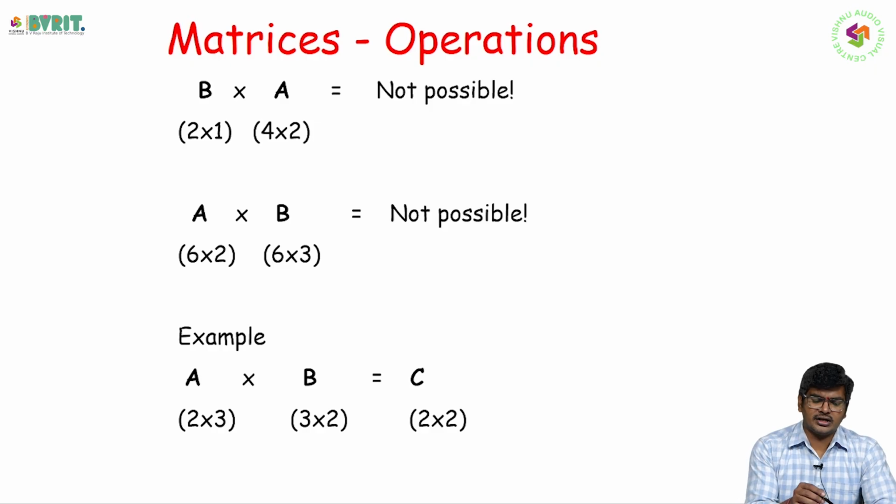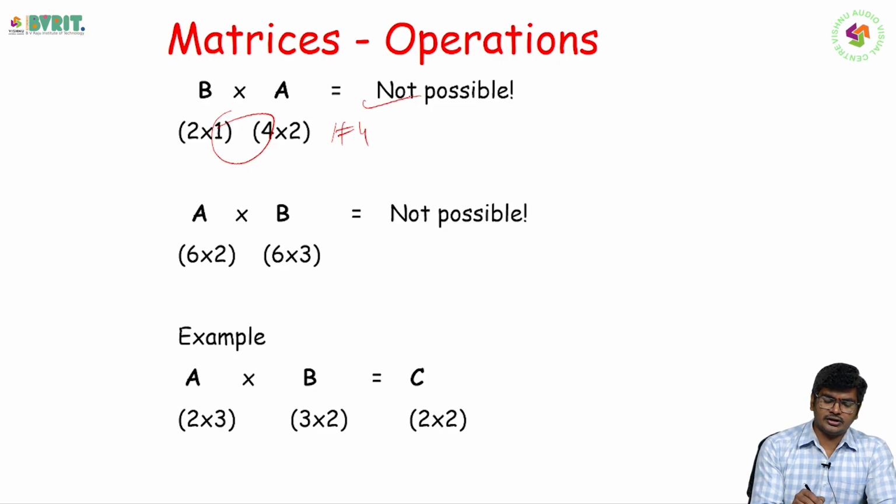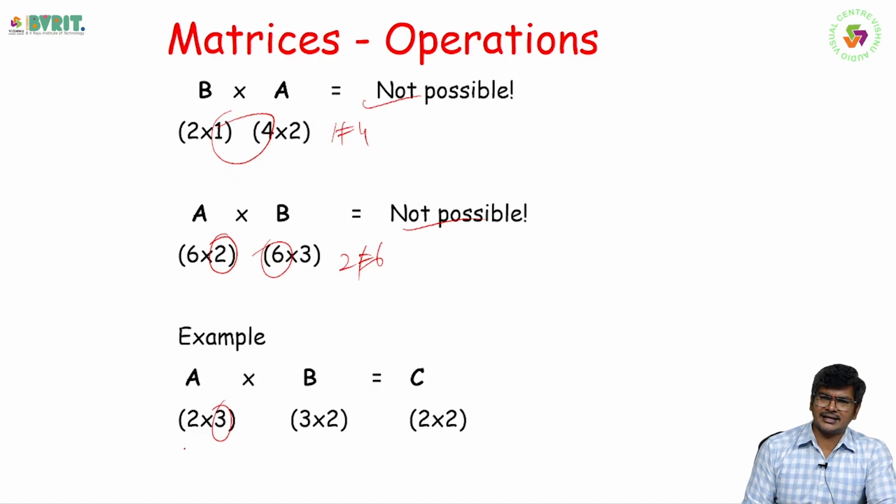For example, observe: the number of columns of the first matrix is 1, and the number of rows of the second matrix is 4. 1 is not equal to 4, therefore not possible. Here, the columns of the first matrix are 2 and the rows of the second matrix are 6. 2 is not equal to 6, therefore not possible. Another example: the number of columns of the first matrix is 3 and the number of rows of the second matrix is 3. Therefore 3 equals 3, and the resultant matrix is 2 by 2.